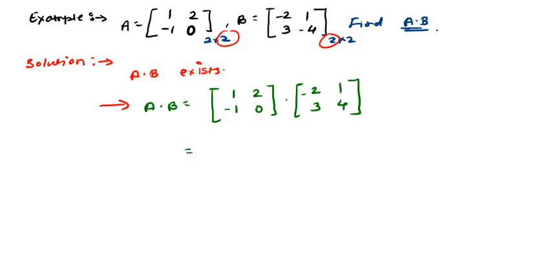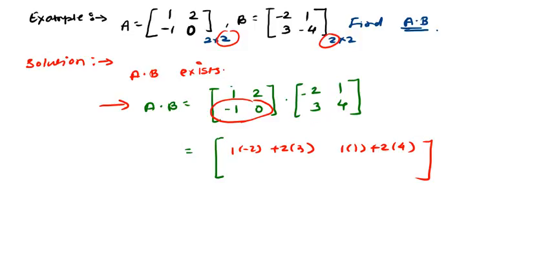Now which is equal to, take the multiplication, first component, first row, first column. See what will happen. This will be 1 into minus 2 plus 2 into 3. Then first row, second column: this will be 1 into 1 plus 2 into 4. Then second row, first column: this will be 1 into minus 2 plus 0 into 3.